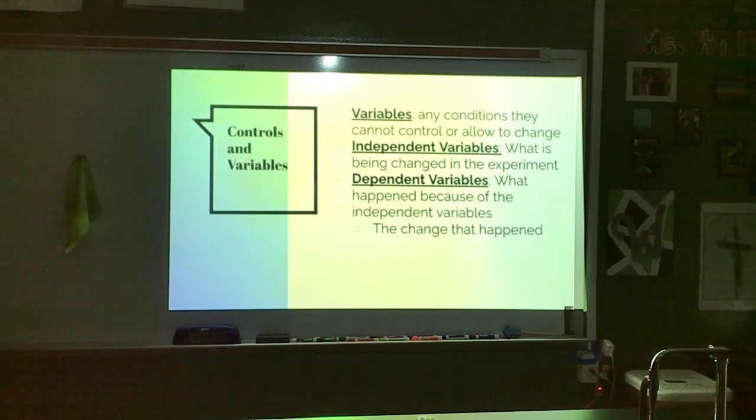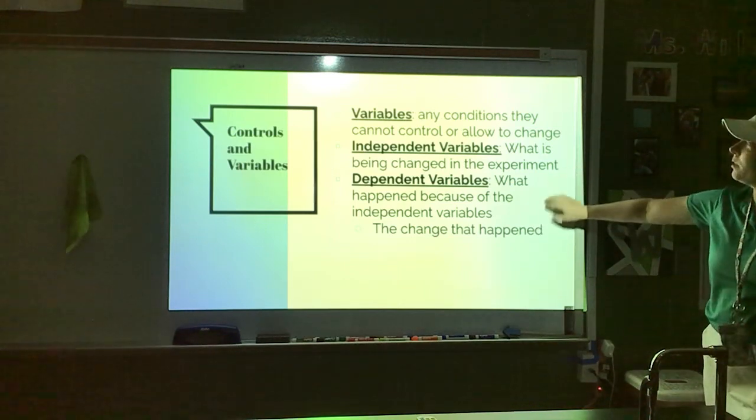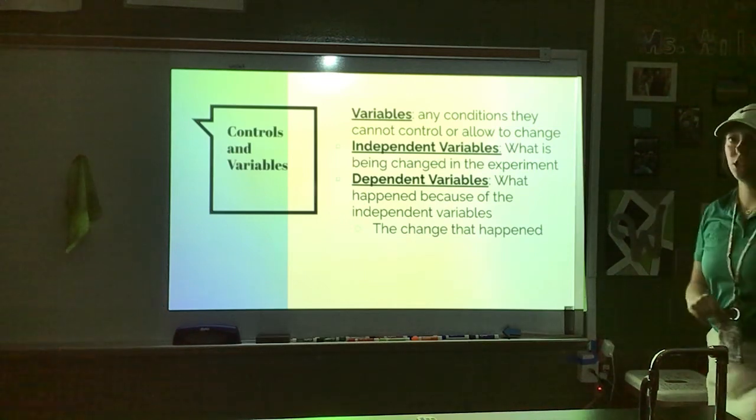Hopefully you remember these from last year in biology, but we have different variables. A variable is any condition that you cannot control or allow to change. So a variable is just basically part of the experiment. So we have the independent variable and the dependent variable. The independent variable is what is being changed in the experiment.